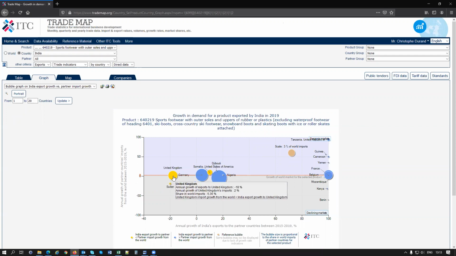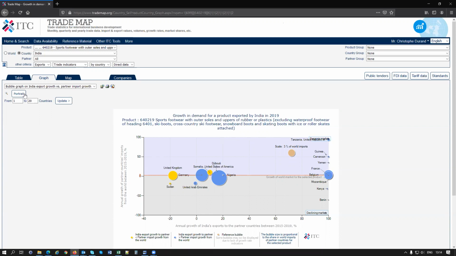On the contrary, the UK is a market which is of a substantial size. That's why the bubble is big, but the exports of India to the UK are actually declining by 18% each year, which is not looking very good. And you see, because of the color of the bubble, that India on top of this is basically losing market shares on the UK market. So basically, the future, as we can see from that graph, is more with the European countries, Belgium, France, and potentially African countries, Cameroon, Guinea, Tanzania, rather than the UK, clearly. So that's basically what we can say.